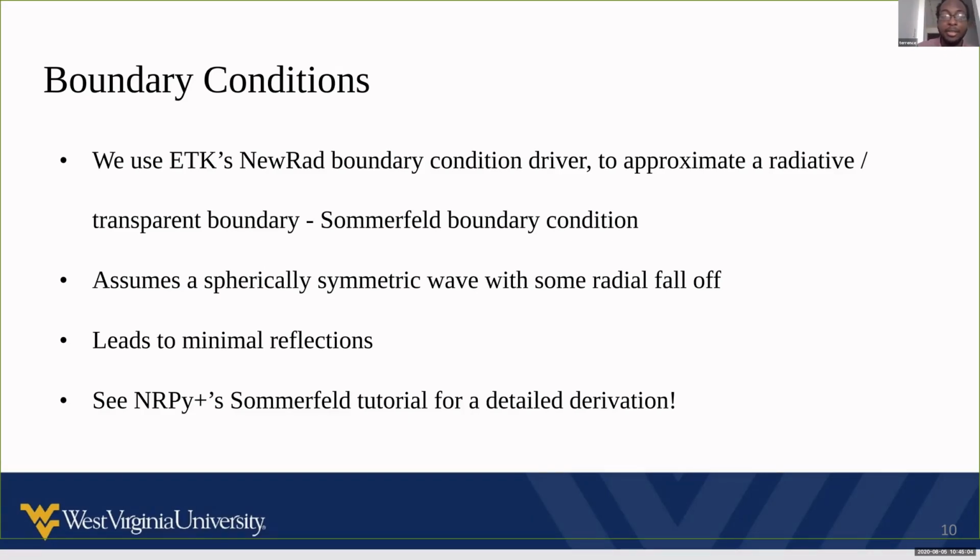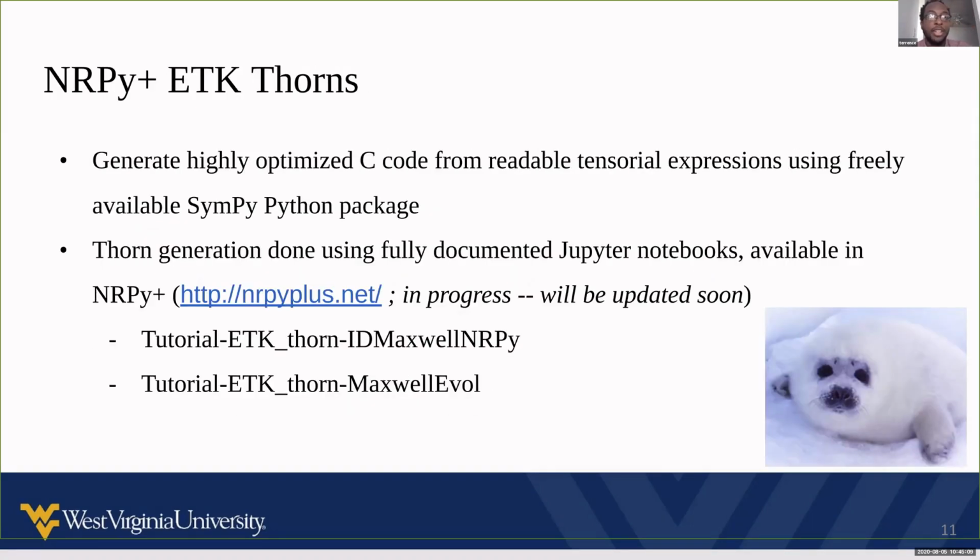Okay. Now I'll talk about how we generate the ETK thorns. As Zach mentioned before, NRPy generates highly optimized C code from really readable tensorial expressions, which allows us to minimize human error, like bugs and so on. We use the freely available SymPy package in Python. Again, all the thorns are fully documented, and these two thorns will be updated soon on the NRPy page.